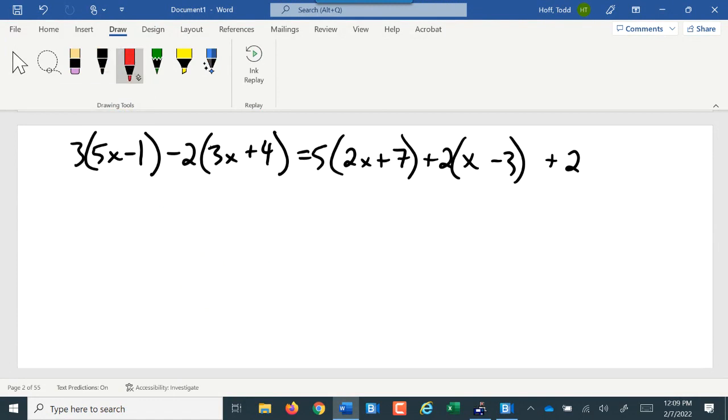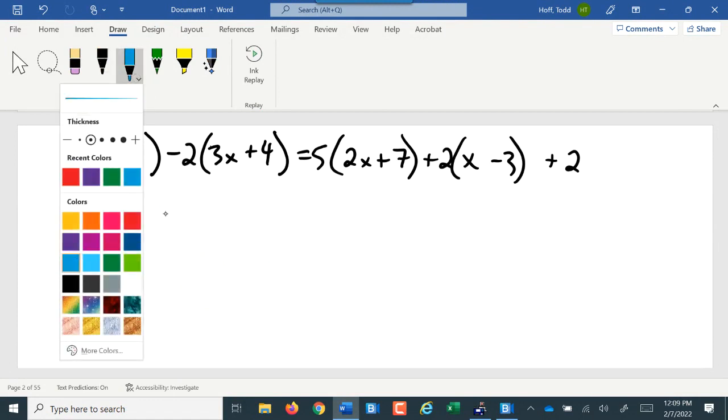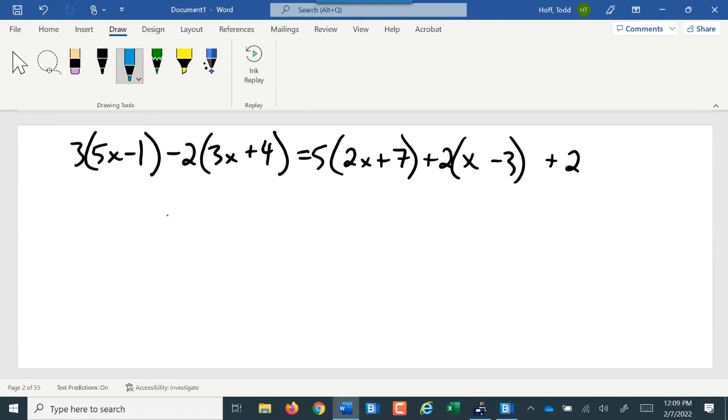Might not be completely done. Let's go ahead and take a look, see how you're doing. So again, we're going to combine what we can on each side. Starting on the left side, first parentheses, nothing to do inside, so multiply by the 3.